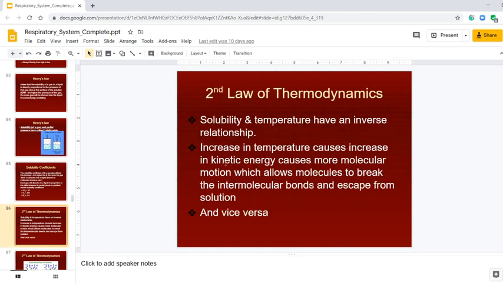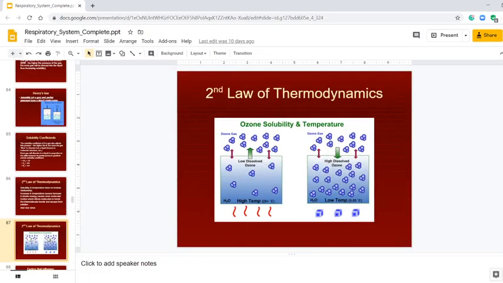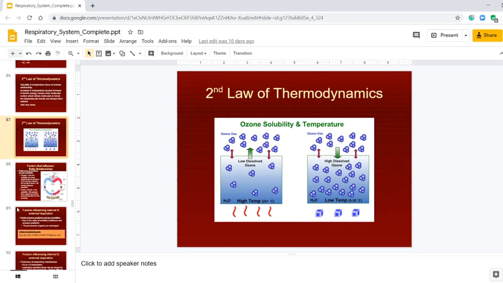The second law of thermodynamics: if you increase the temperature, you're less likely to get things to stay in the solution because things are moving fast and breaking bonds. If we cool the solution down, we're more likely to keep gas dissolved in the water or solution because the kinetic energy is low, things are not moving around that much, and bonds are not being broken. Okay?